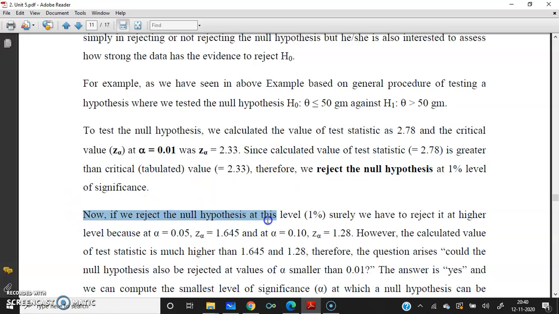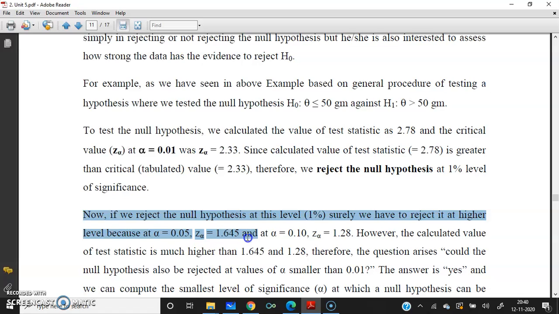Now, if we reject the null hypothesis at 1%, surely we have to reject it at a higher level. If it is 0.05, 1%, 99% I am sure. That means you are sure at 95% also. Right? If I say that 99% I am sure, that means you are sure for 95%, 75%, 35%, all these percentages. That is, the higher level is 99%, that is 1% level of significance.